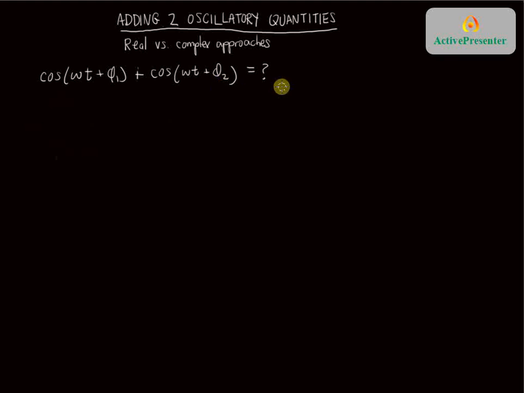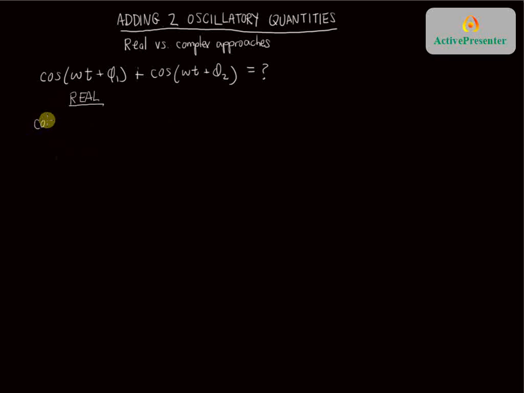Now, how would we simplify this expression using real numbers? If we are dealing with real numbers, the way that this gets simplified is to notice sort of a trick. I see that this is cosine of something plus cosine of something else, and there's some similarity in the arguments, so I make use of the following thing.